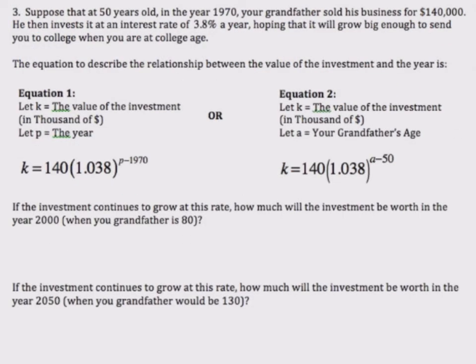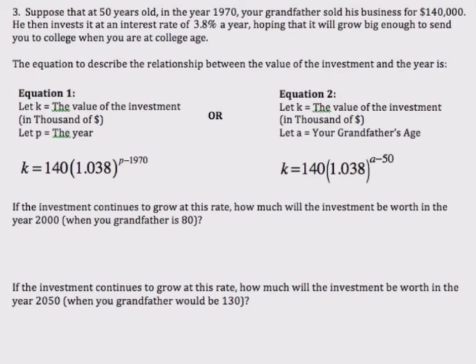All right, last example. Suppose that at 50 years old, in the year 1970, your grandfather sold his business for $140,000. He then invested it at an annual interest rate of 3.8% every year, hoping that it would grow big enough to send you to college when you're at college age. So we've got two equations to describe the relationship between the value of that investment and the year.